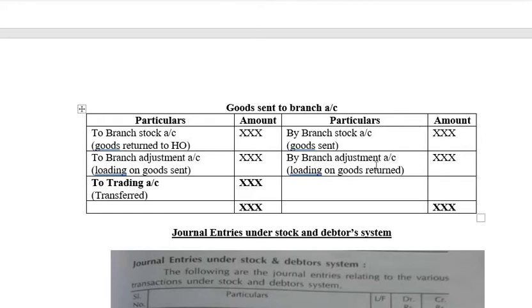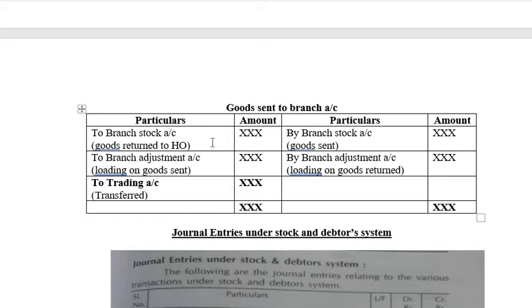Now, this account contains all the amount of goods sent, goods returned, and adjustment of loading on goods sent and returned, and the balance is transferred to the trading account. The goods transferred from other branches are treated as goods sent to the branch. This account is just like the sales account.